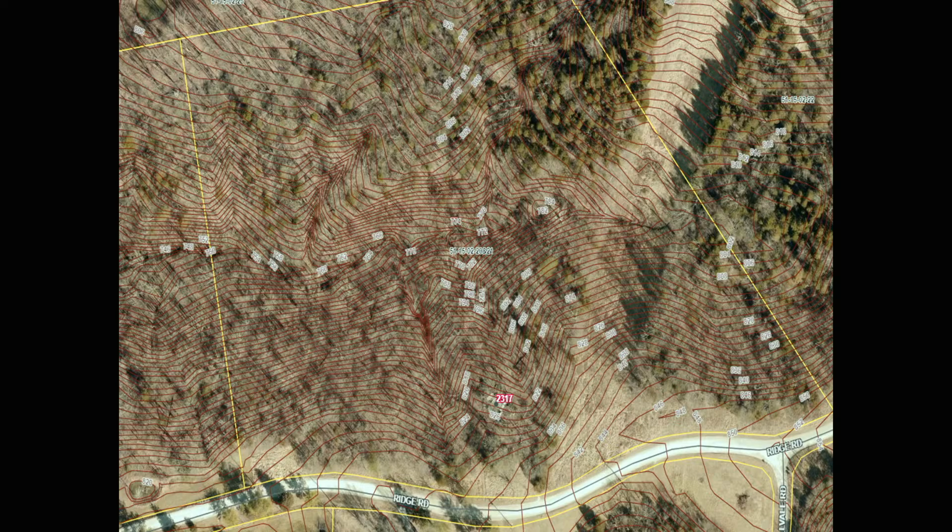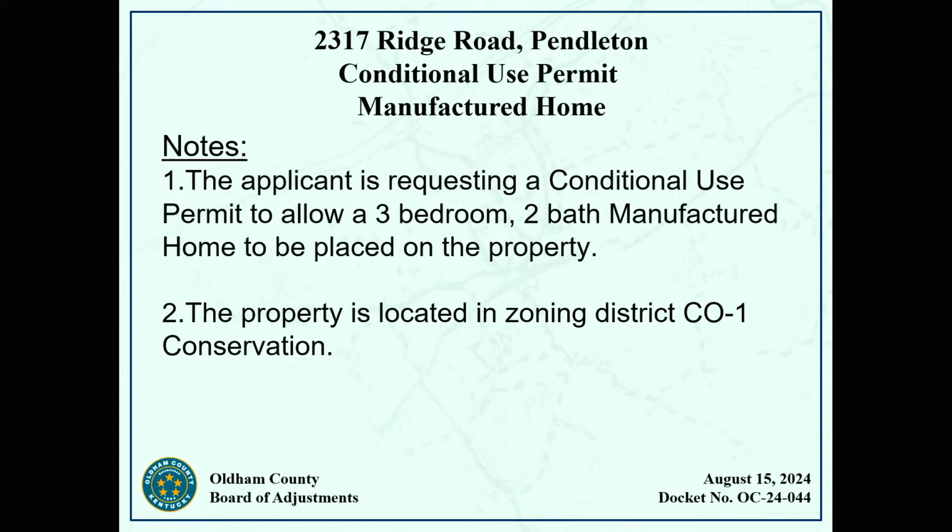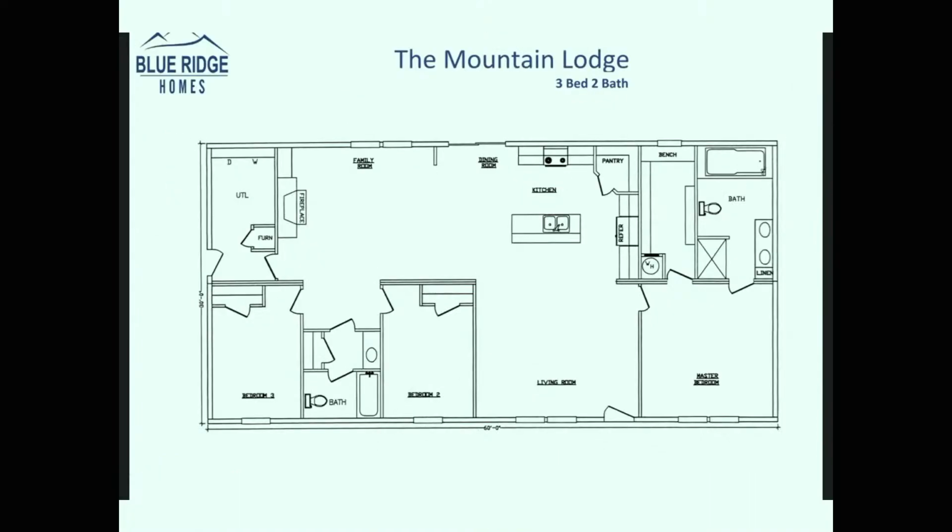I did just provide a topography map showing the contours. The manufactured home will be placed down here on the lower end of the property, because there are quite some elevation differences on the property. So the applicant is requesting a conditional use permit to allow a 3-bedroom, 2-bath manufactured home to be placed on that property in the CO1 conservation zone district.